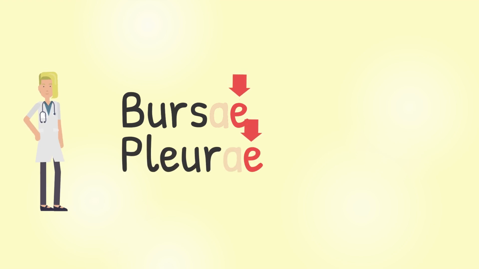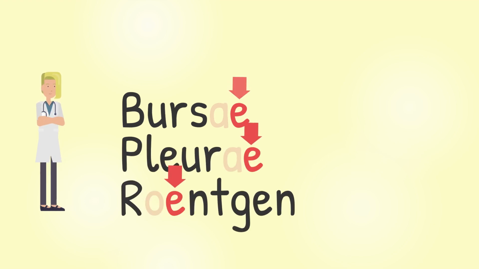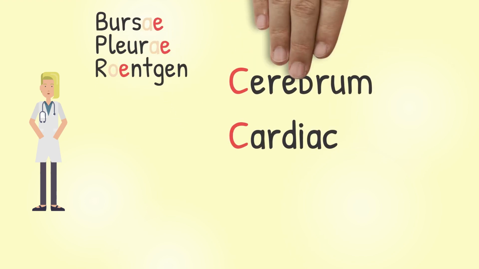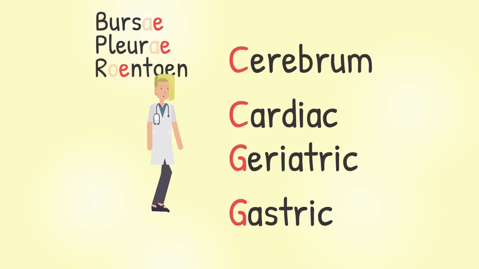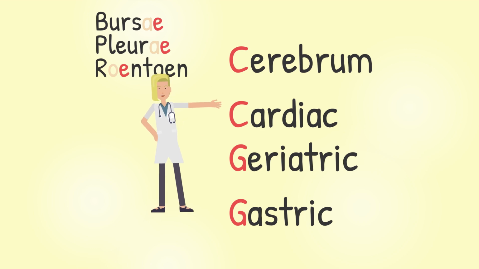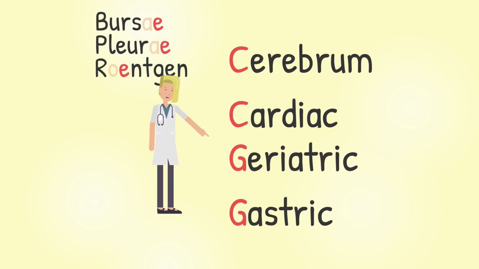Or, pluri. Or, Röntgen. The next thing to know about reading medical words is for the letters C and G. Let's look at some examples. Cerebrum, cardiac, geriatric, and gastric. As you see, the letter C is pronounced K if we have the letter A after it. Cardiac. The letter G is pronounced as gay when the letter A comes after it.